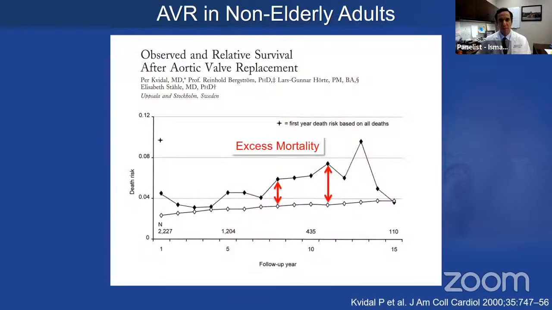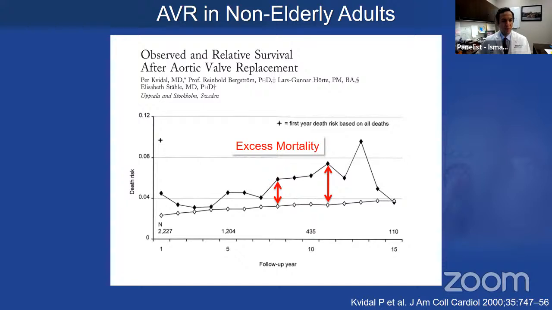This is a study coming from Sweden that now dates back some time, but it's still very relevant because in Sweden they have a registry where all patients who undergo heart surgery go into the registry and can be followed longitudinally over time in terms of at least life and death events. And what they looked at was the difference between observed mortality in black and expected mortality in white in the age and sex matched Swedish population after mechanical or biological aortic valve replacement.